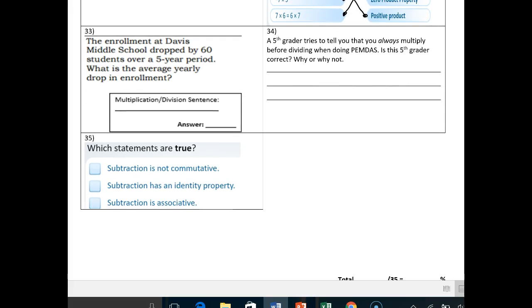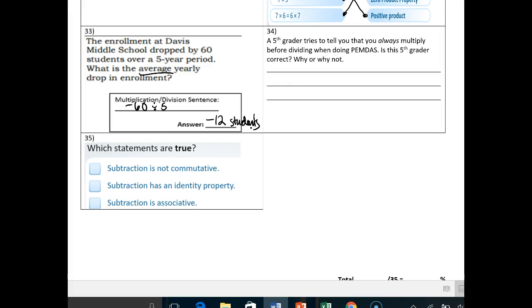The enrollment at Davis Middle School dropped by 60, so there's negative 60 students over a 5-year period. What is the average yearly drop? Average should indicate, okay, I'm dividing by how many years I had, which was 5. If you put down 12 or negative 12, I gave it to you. You could say that the drop is the negative word, so you don't even need the negative sign. So you could say dropped by 12 students every year. But if you just put negative 12 students, I'm fine with that. All right.